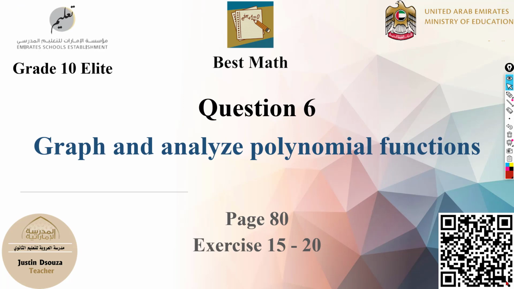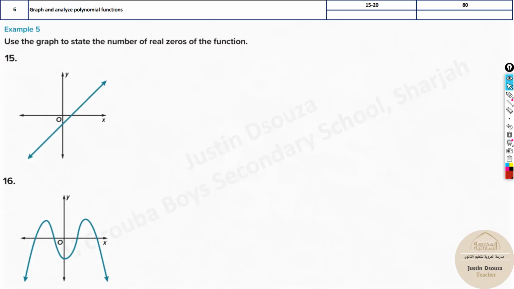Question number 6 is to graph and analyze polynomial functions. This is a simple one. Basically here they have given the graphs of polynomial functions and you need to just state where the real zeros are. So these are the type of questions. Look at this. Wherever it touches the x-axis, that's where the real zero is. So over here, state the number of real zeros. How many real zeros can there be for this? It's only one. That's it.